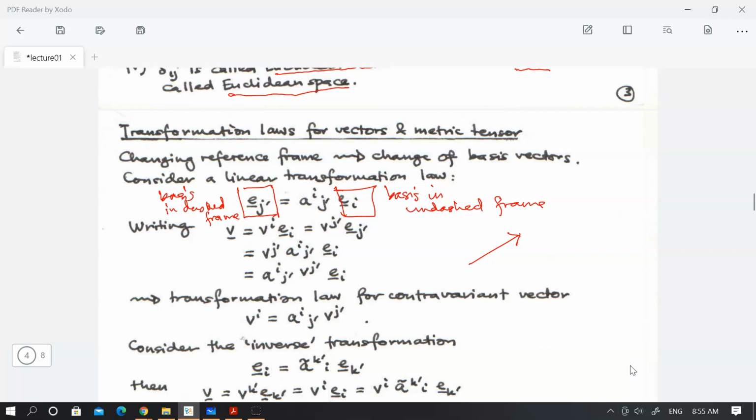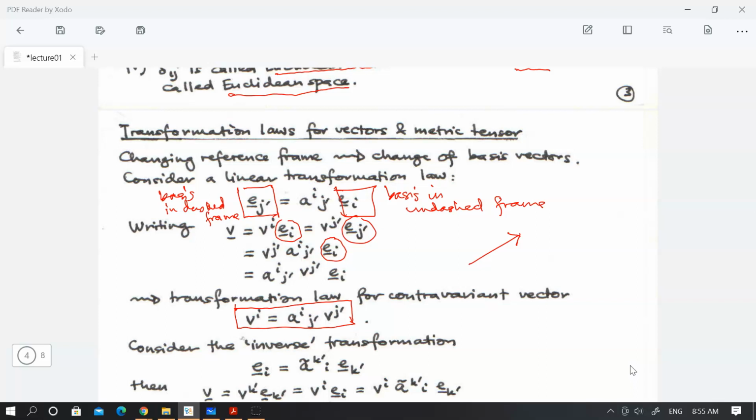I know what Ej dash is according to this equation. Substitute that equation in, then I will get this. And if we look over here, this is Ei, this is Ei. So you make the comparison between the two, then I'll be able to say that the components of the vector will transform in this manner.